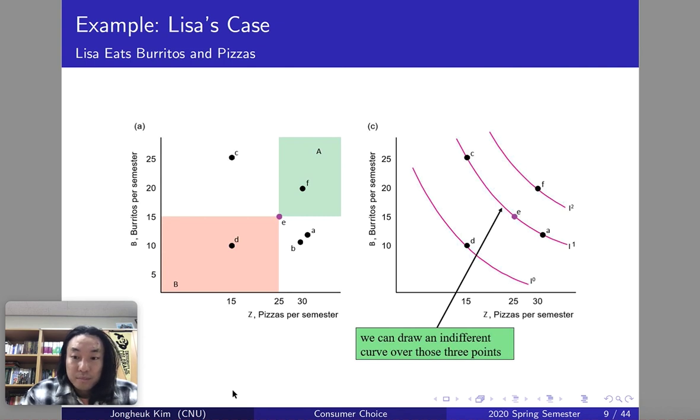The more-is-better assumption also makes sense. On point F, 30 units of pizza and about 20 units of burritos are consumed. On D, the worst ranking among the indifference curves, 15 units of pizza and 10 units of burritos are consumed. So at the higher-ranking indifference curve F, more is definitely better. So all three characteristics of preference can be applied to indifference curves. So we can say that indifference curves are the graphical representation of our preference. So we are done with preference.